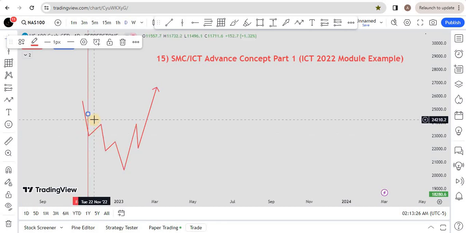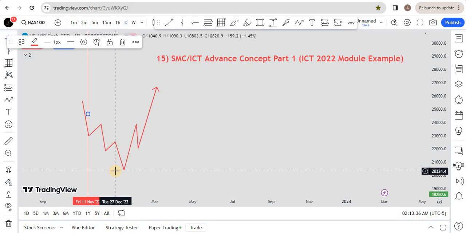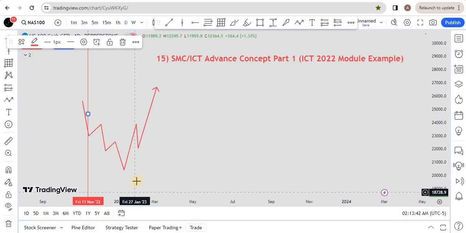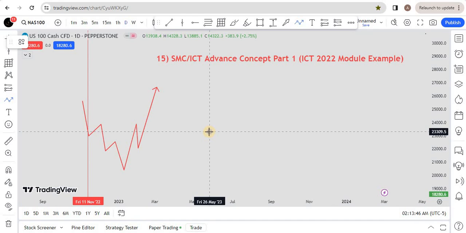The general rule in this model is that you will see three things. First, you will see ICT power of 3, and second, you can also say the Judas swing, which I will tell you about later in this series. So what is the ICT power of 3? The market opens at midnight New York time, 12 a.m., and then you will see accumulation.